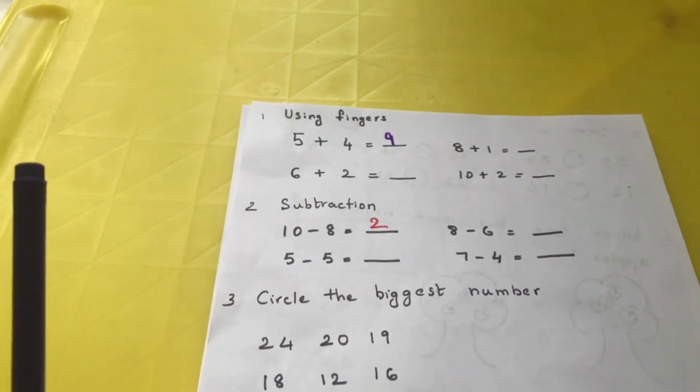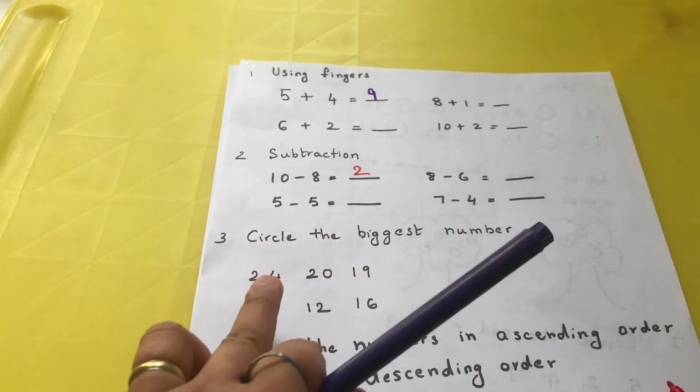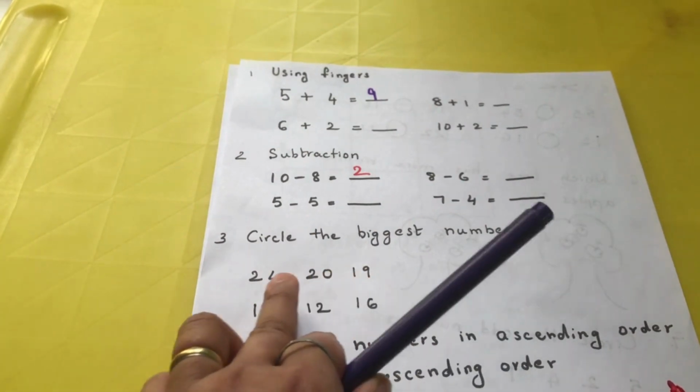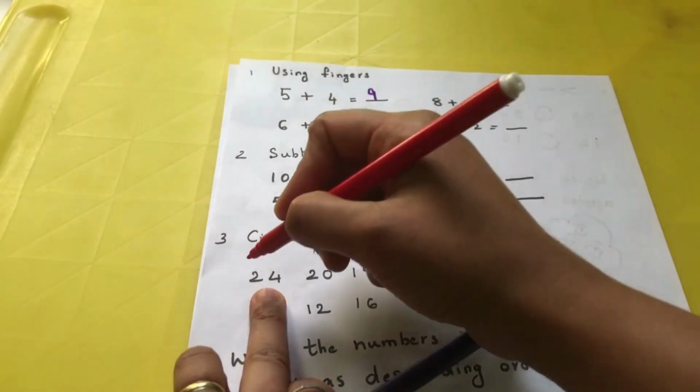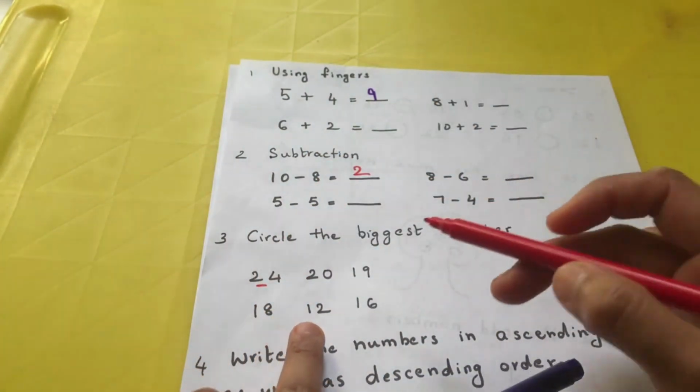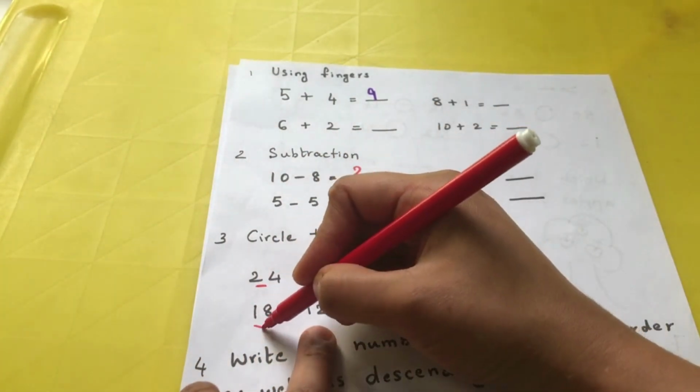The next one is circle the biggest number. So he has to find the biggest number here and he has to circle it. Here the biggest number is 24. The next one, the biggest number is 18.